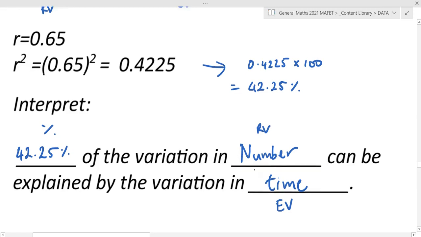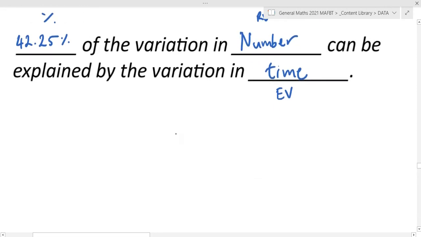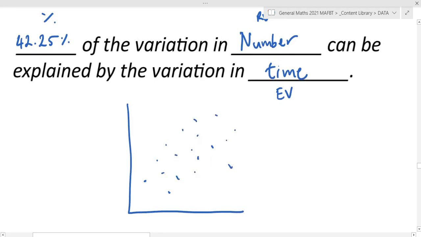So this doesn't look like a very strong relationship. If I was to try and graph this, you might come across a graph that looks something like this. So it means it's not quite strong, but in some way it does. The EV, which is whatever's down here, for example time, does determine in some way what the number is. But only about 42.25% of the data. So not a very large number.